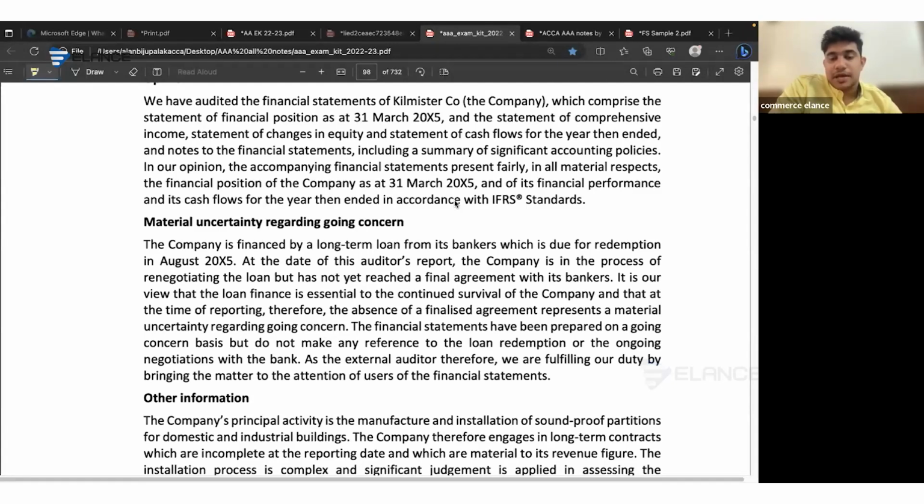The financial statements have been prepared on a going concern basis, but do not make any reference to the loan redemption or the ongoing negotiation with the bank. As the external auditor, therefore, we are fully fulfilling our duty to bring the matter to the attention of users of the financial statements.